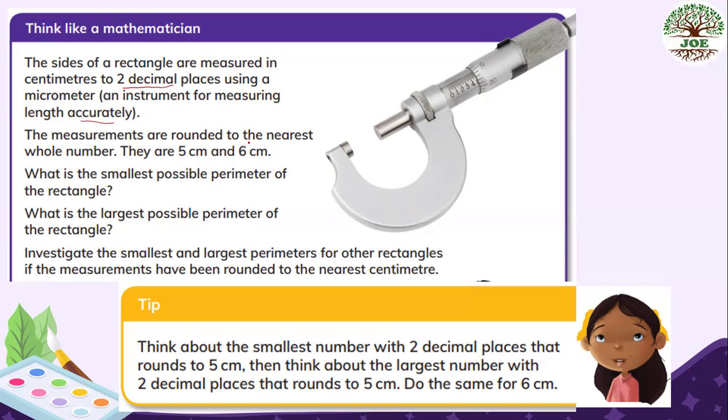The micrometer measures accurately, okay? The measurements are rounded to the nearest whole number, and they are 5 centimeters and 6 centimeters. What is the smallest possible perimeter of the rectangle? Smallest possible perimeter. And what is the largest possible perimeter of the rectangle? Largest one. Okay. Investigate the smallest and largest perimeter for other rectangles if the measurements have been rounded to the nearest centimeter.